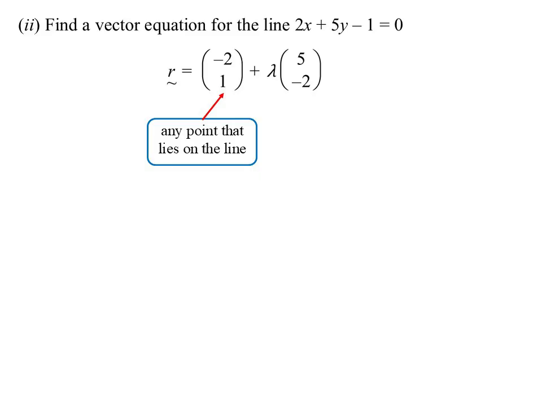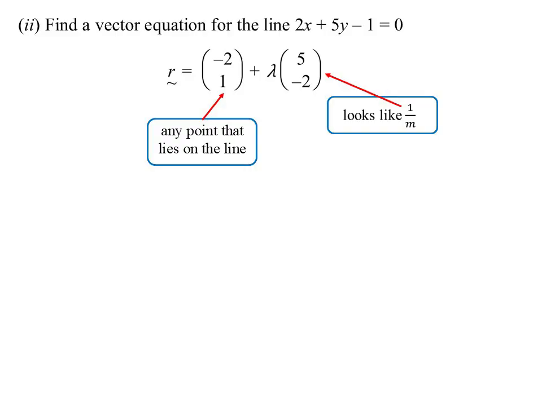I chose -2, 1. And then the other one is the slope. Remember the slope, when I'm writing as a column vector, we call it a direction vector rather than slope, and it looks like the reciprocal of the actual slope, and the slope of this line would be -2/5. So I've just turned it upside down. And so that's the difference.